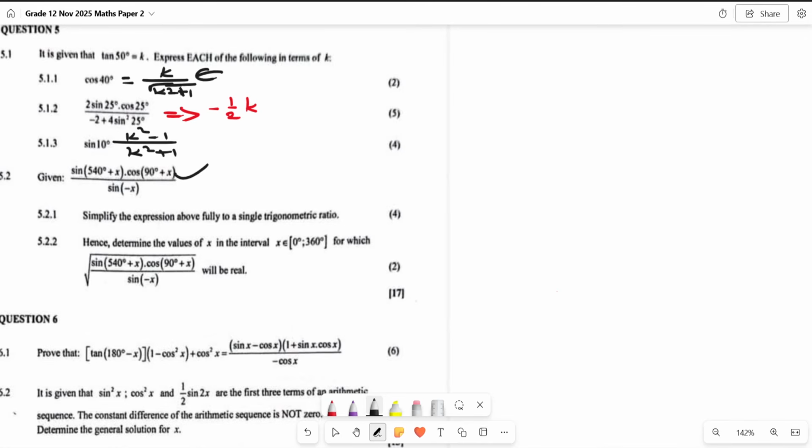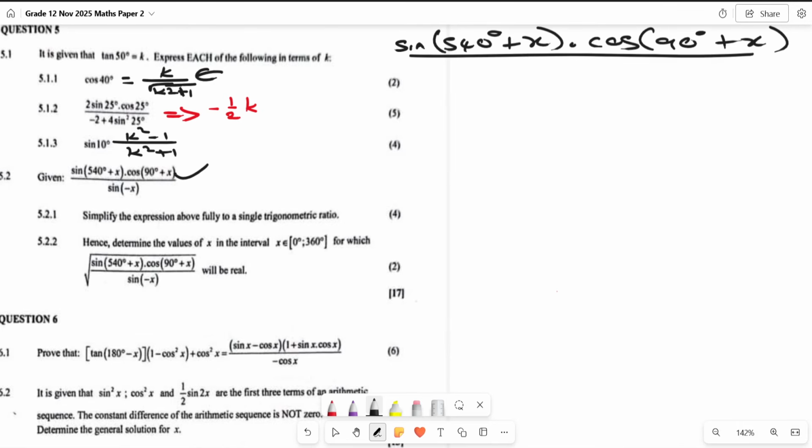Okay, so let's simplify this expression. Simplifying expressions, guys, is very easy. Let me just rewrite that. Sine of 540 degrees plus x, times cos of 90 degrees plus x, all over sine of minus x.